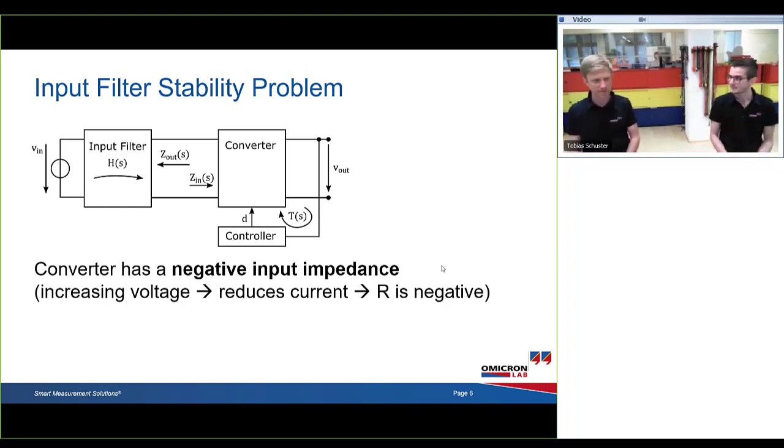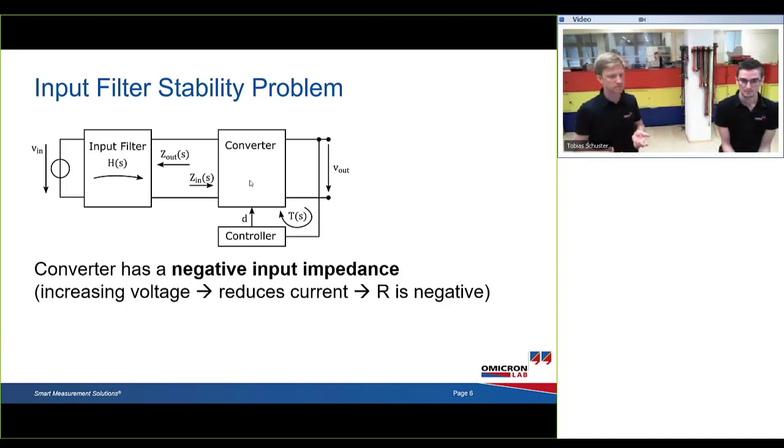Thanks, Tobias. As Tobias already said, the topic is input filter stability today, and the input filter stability problem is caused by the fact that a DC-DC converter, as depicted here, has a control loop with the loop gain T and the controller that acts on the converter. So a switching converter has a negative differential input resistance, or a negative input impedance.